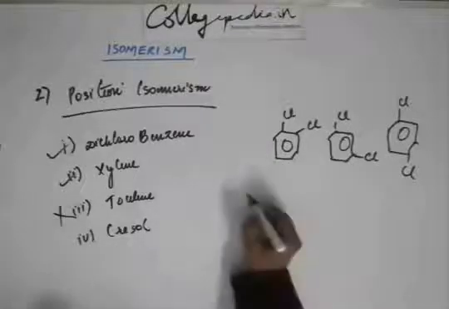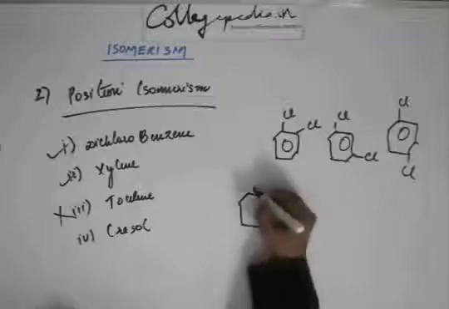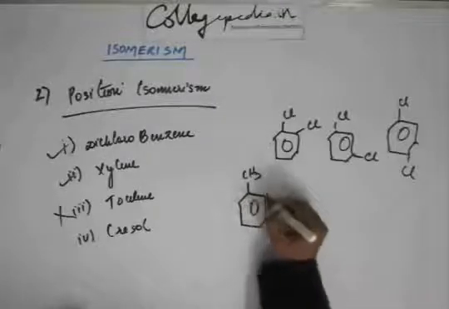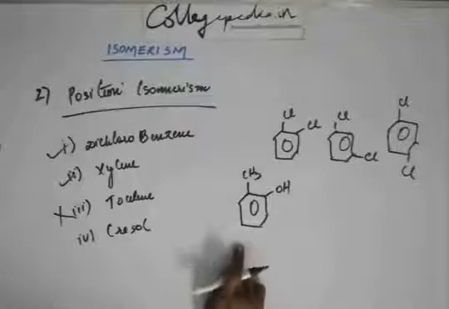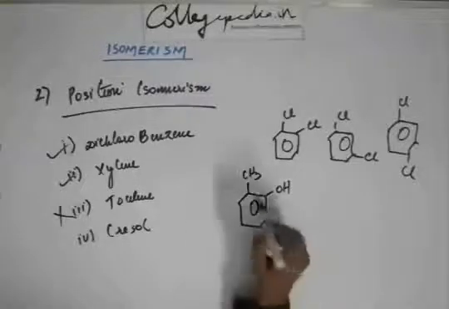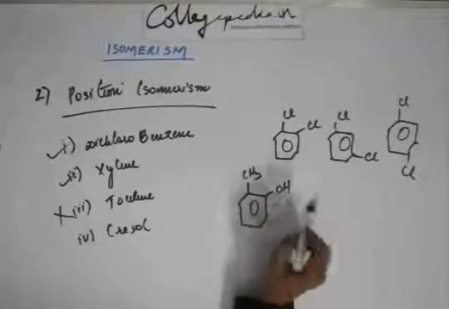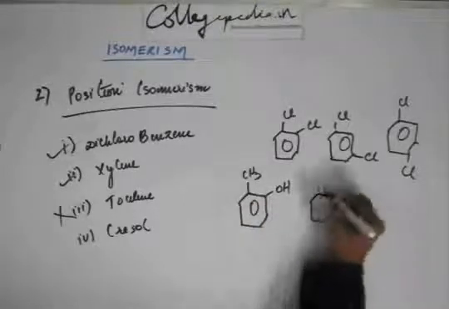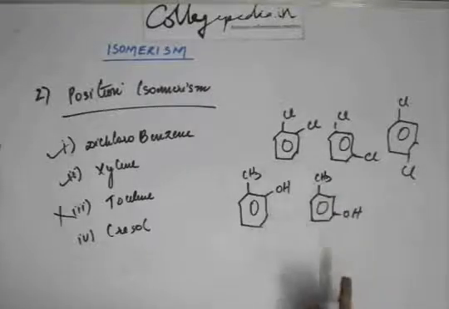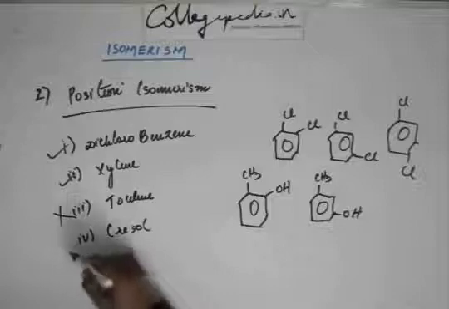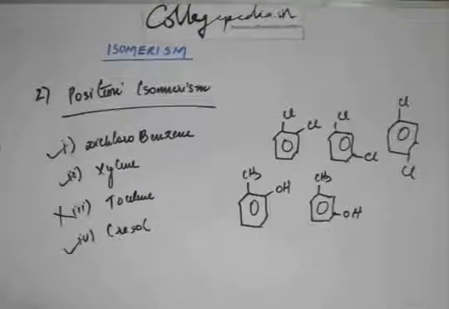Cresol. In toluene, if you have a hydroxy group, then that is cresol. What would this be? Orthocresol, metacresol or paracresol? If they are at ortho position with respect to each other, this is orthocresol. They could be at meta position with respect to each other. This will be metacresol, similarly paracresol. So yes, this is going to give you positional isomerism. Fine. This is what they can ask when positional isomerism is discussed. Positional isomerism is done.